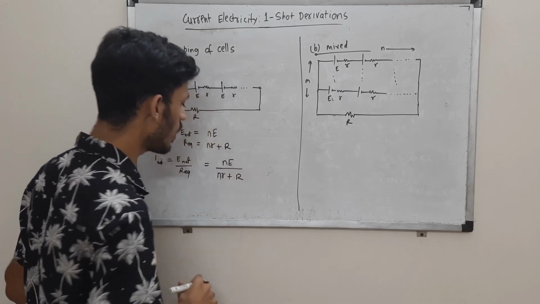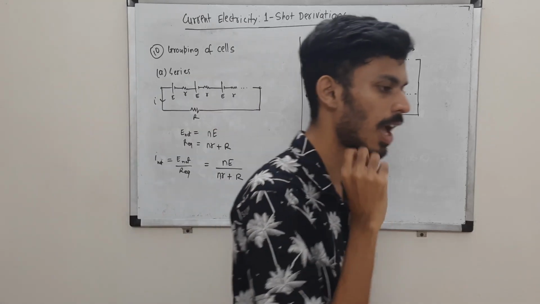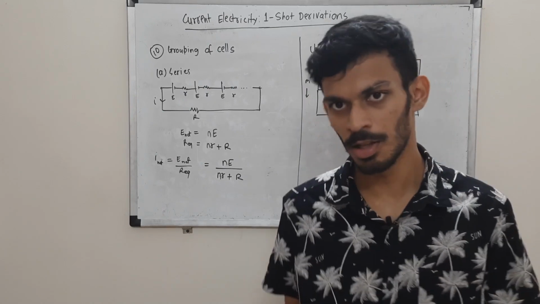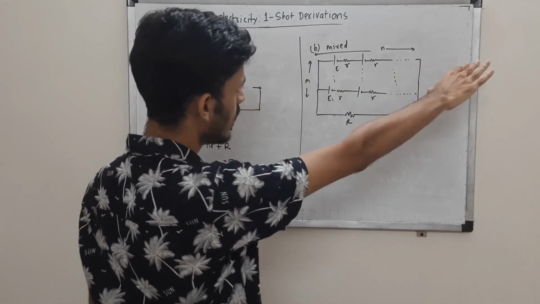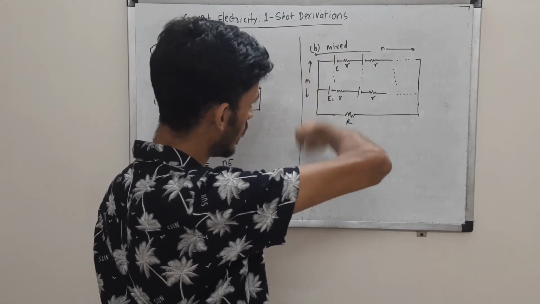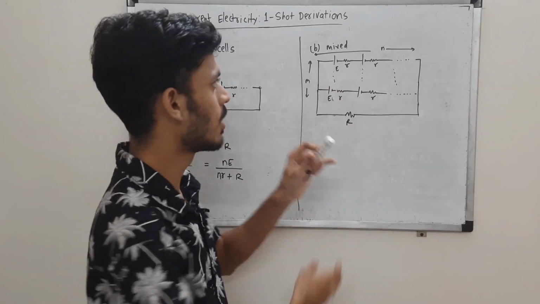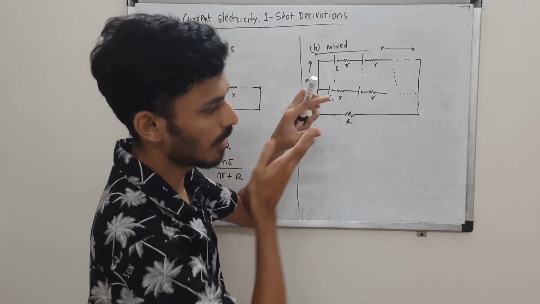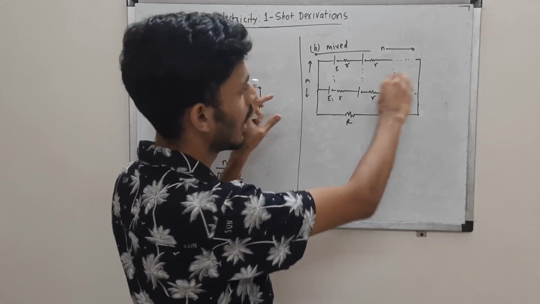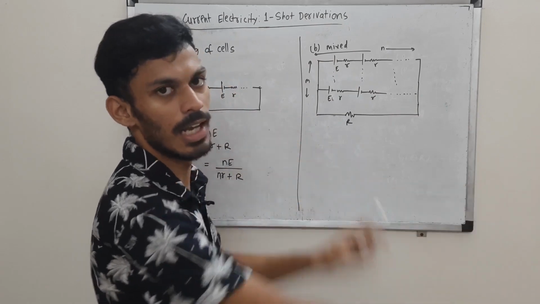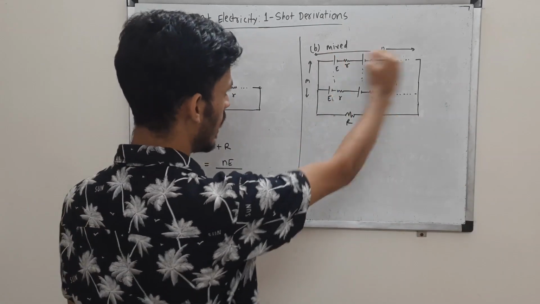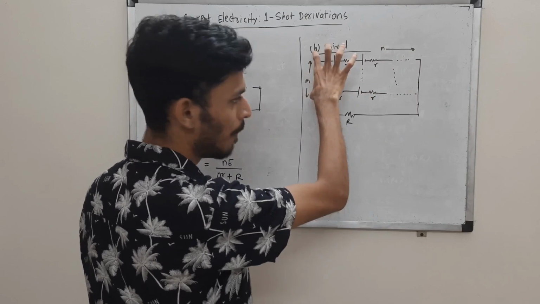Okay, let's come to the mixed case wherein we have cells in parallel combination as well as in series combination. So in series we have n cells, and in parallel we have m branches. In the second branch also we have n cells in series. In the third branch we have n cells in series. So this pattern repeats up to m branches.